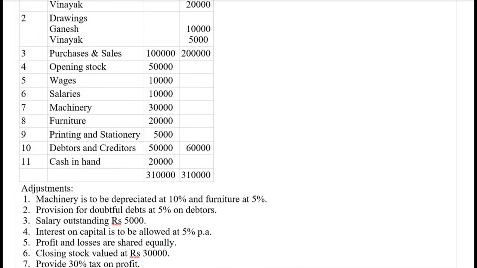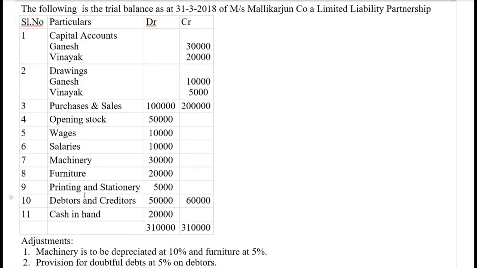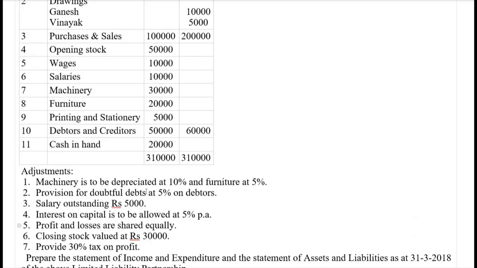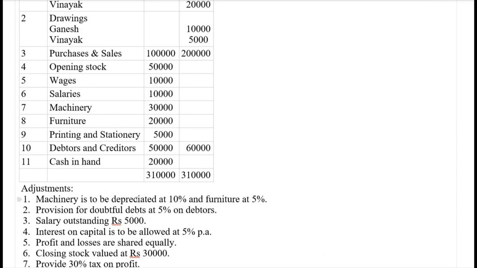Now let us have a discussion on this problem here. So the capital accounts, they will appear in the statement of assets and liabilities. Then the drawings will be deducted from the capitals. Purchases and sales, it will appear in the statement of income and expenditure. Opening stock is to be compared with the closing stock here. So closing stock is 30,000, whereas the opening stock is 50,000. So there is a decrease in the opening stock, which is to be deducted in the statement of income and expenditure.